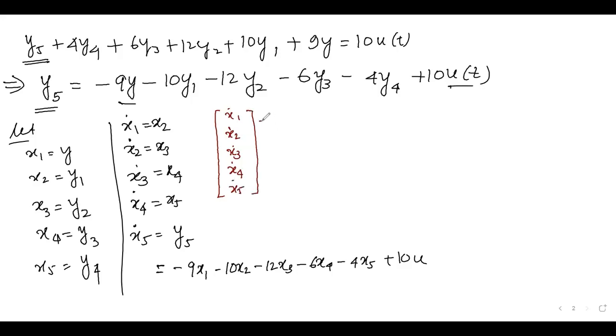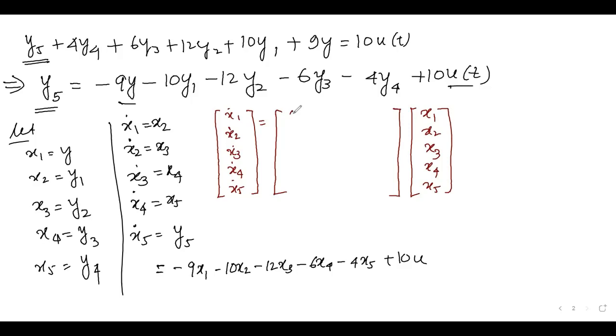x1 dot equal to x2, x2 dot equal to x3, x3 dot equal to x4, x4 dot equal to x5, x5 dot equal to y5.